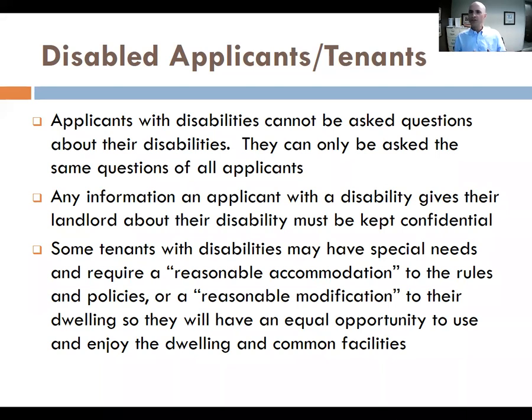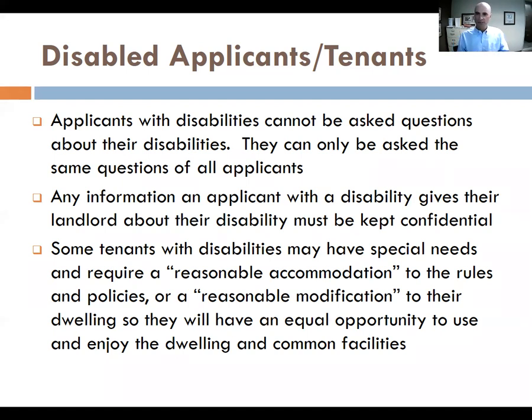So the person, whether they're an applicant or a resident, making the request for an accommodation or modification can make that request verbally. The request does not have to be in writing. So instantly the manager, the maintenance staff, people need to know and be looking for that request.